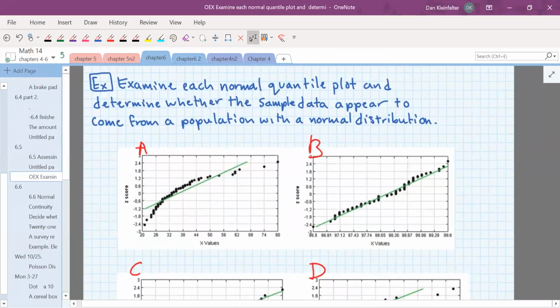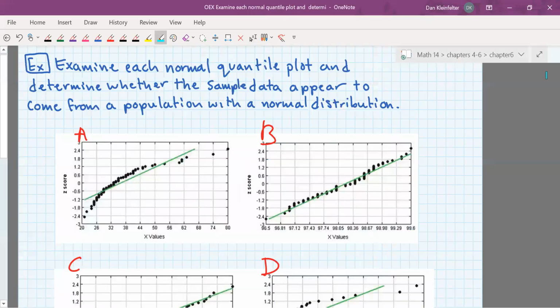Here's a couple of examples, basically just yes or no. We want to decide, taking a look at these, if these might be QQ plots from a set of data that would be normal or not. So taking a look at A, it looks like the data deviates pretty strongly from a straight line, so it's probably not normal.